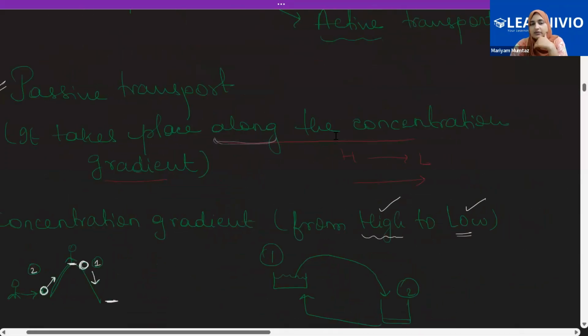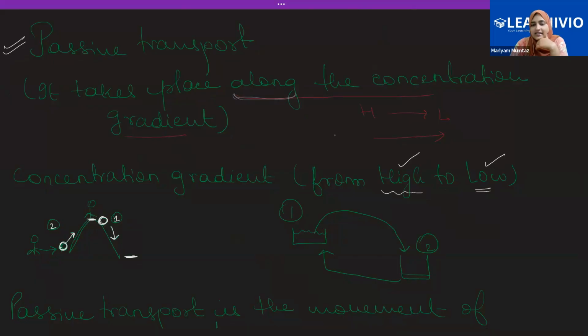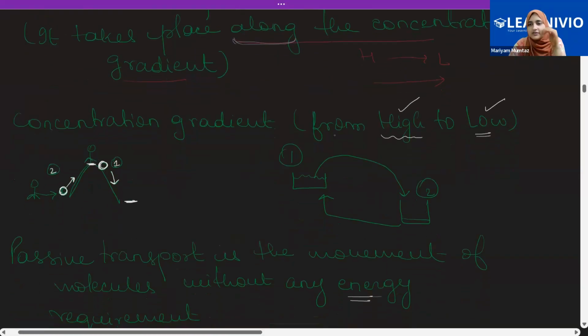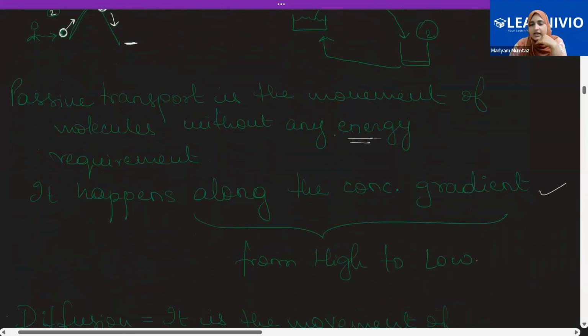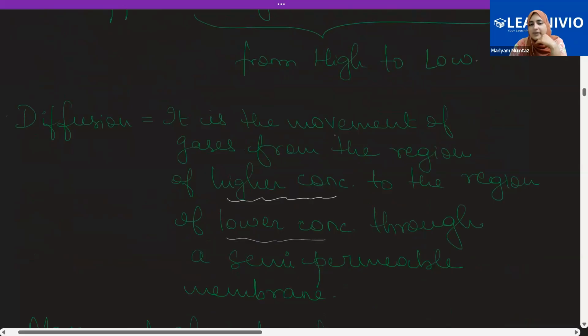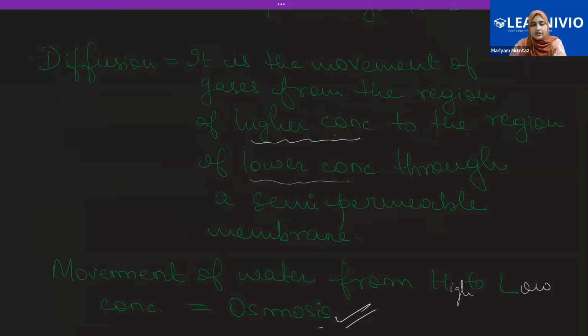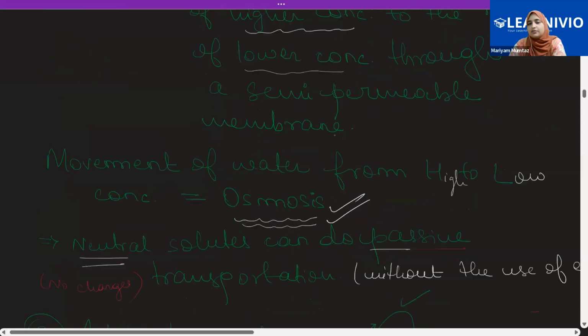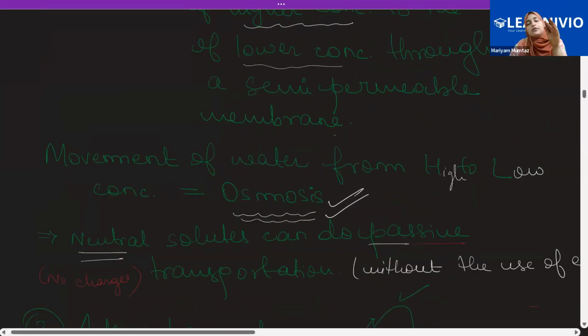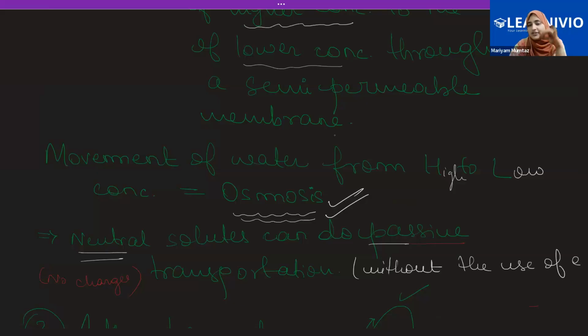So same way, when we talk about the passive transportation, it takes place along the concentration gradient. Along means from high to low. That is why in passive transport, there is no requirement of energy. And it happens along the concentration gradient. The best example for which is diffusion. You people know that diffusion is the movement of substances from a region of higher concentration to lower concentration through a semi-permeable membrane. If you talk about the diffusion of water, then we'll call it osmosis. So this also is high to low and requires no energy expenditure.